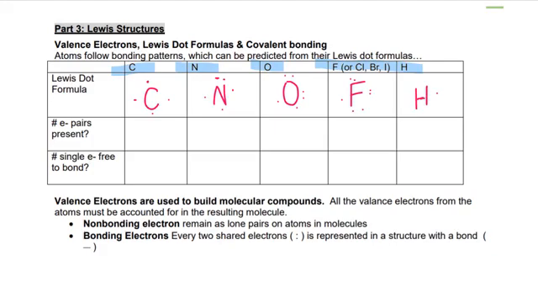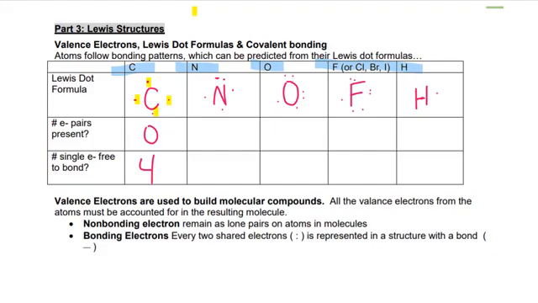So let's look at how many electron pairs are present. Well, there aren't any pairs for carbon. Notice that these are all individual electrons, right? So there is no pairs. But if we look at that, how many single electrons are free to bond? 4 of them are. Those are all single electrons.